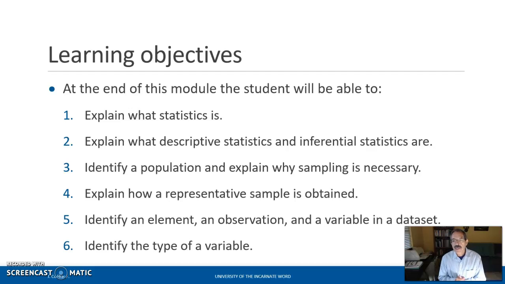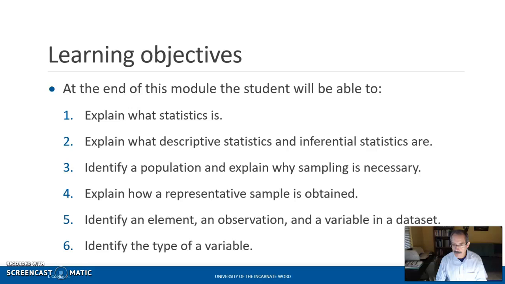The learning objectives are that by the end of this module, you should be able to explain what statistics is, explain what descriptive statistics and inferential statistics are, identify a population and explain why sampling is necessary, explain how a representative sample is obtained, identify an element, an observation, and a variable in a data set, and finally, be able to identify the type of a variable.